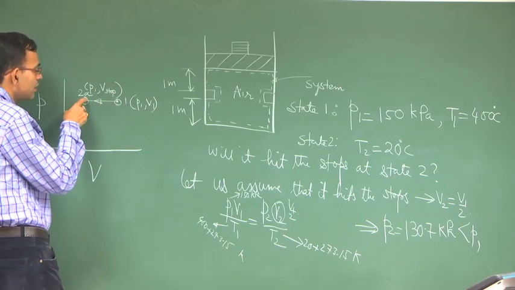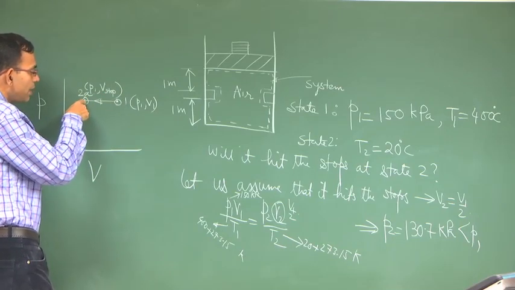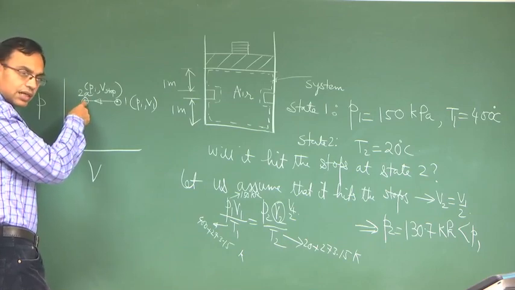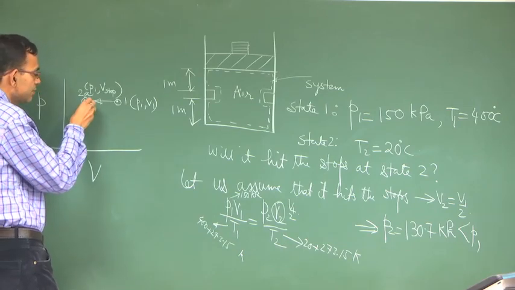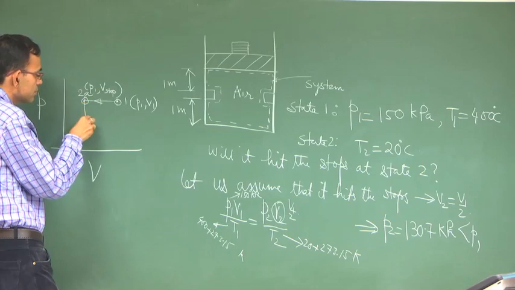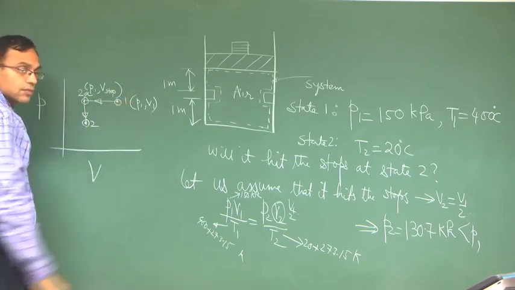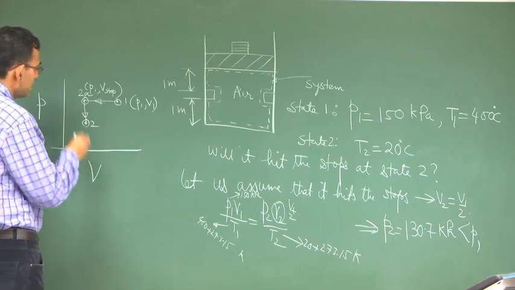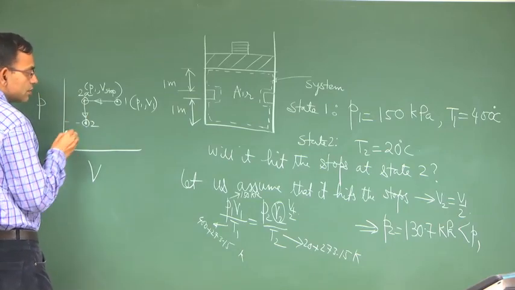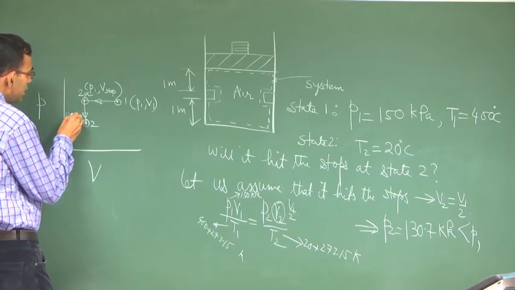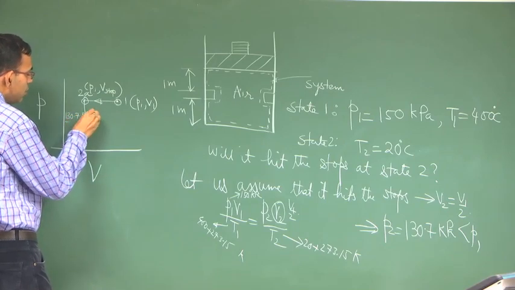Then it cannot decrease its volume anymore, but because of continuous heat rejection the pressure is decreasing. This P2 is 130.7 kilopascal.